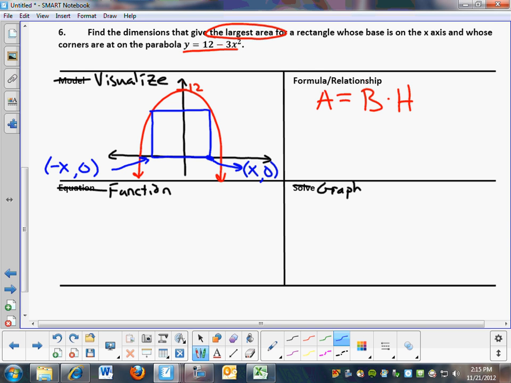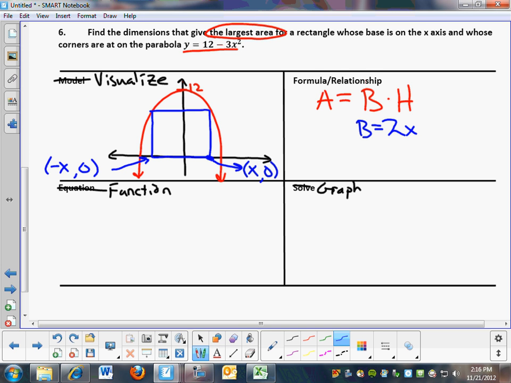What is the length of the base if it goes to x on one side and negative x on the other side? 2x. Anybody confused how I came up with 2x? It's a length of x on each side, so that's a total distance of 2x. Any questions?